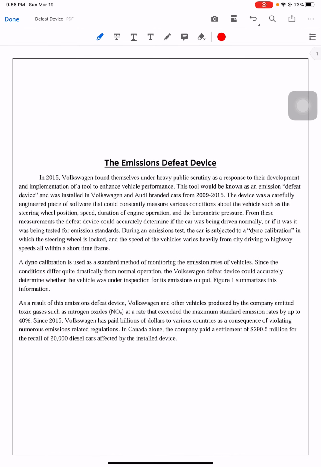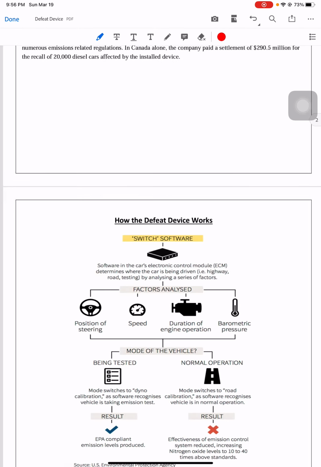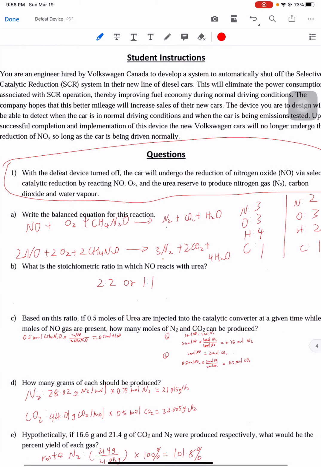Hi guys, I'm Paul. I'm introducing the emission defeat device. For the first question, we can get a reaction. It's NO plus O2 plus CH4N2O equals N2 plus CO2 plus H2O.